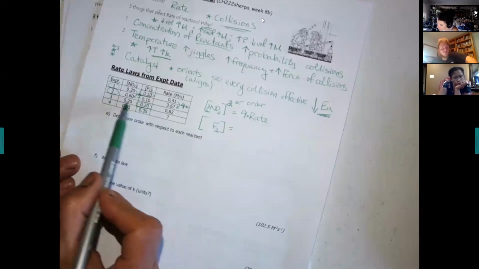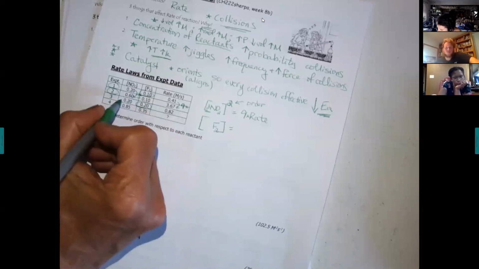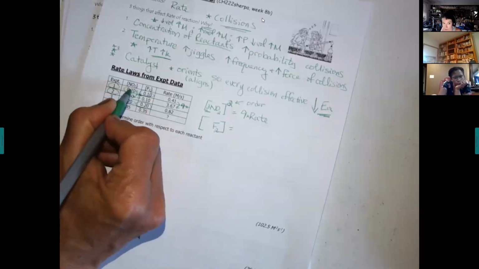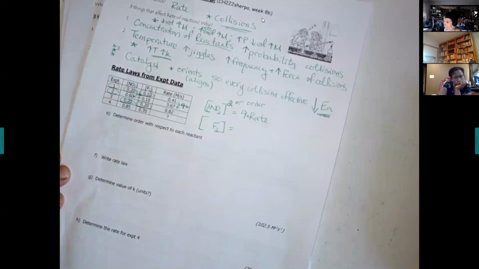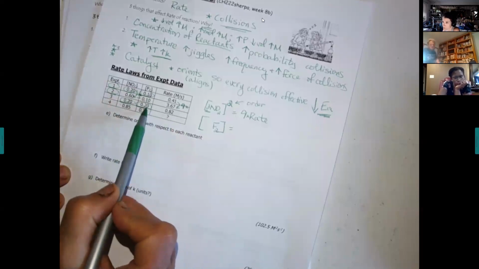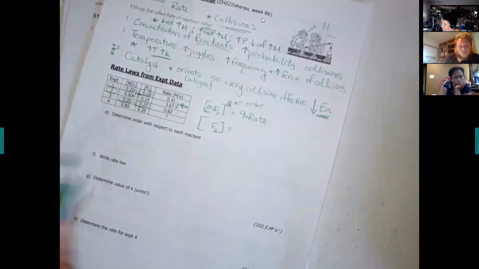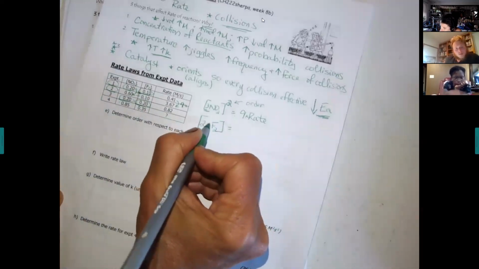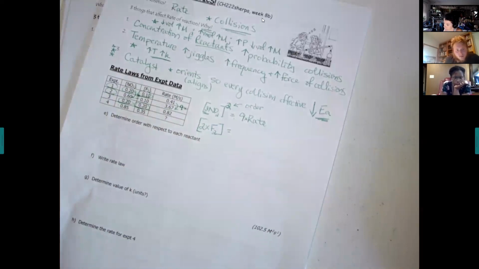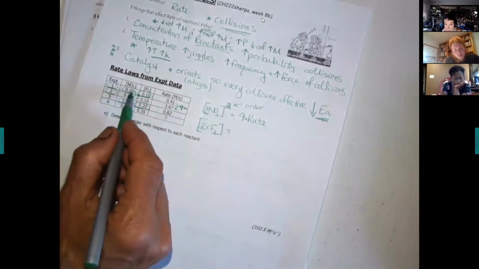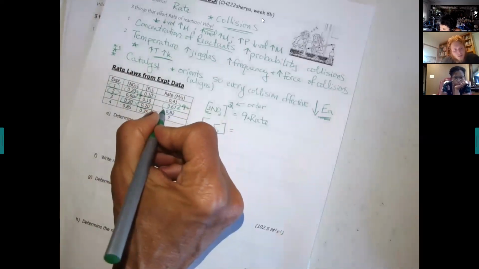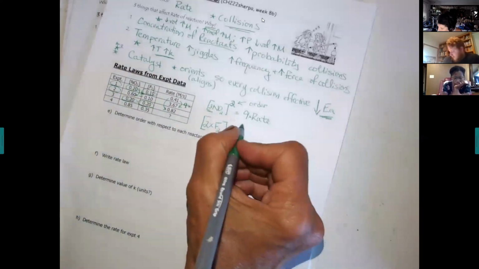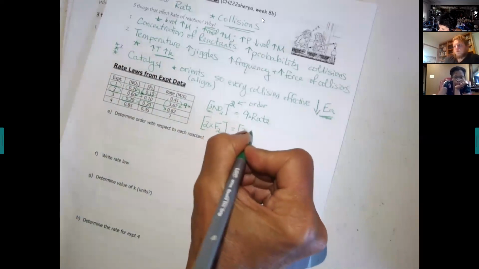So you have to look at the NO2. If you look at experiment 1 and experiment 3, the NO2 doesn't change. Only the fluorine changed. So you only want one variable to change. When I doubled the fluorine from 1 to 3, without any change to the NO2, my rate doubles. You can see 0.41 times 2 is 0.82. So I get double the rate.